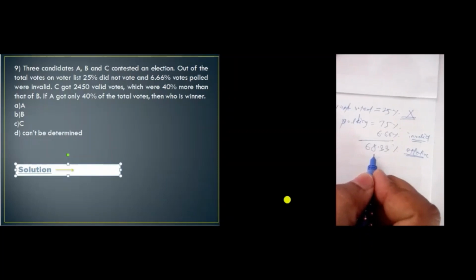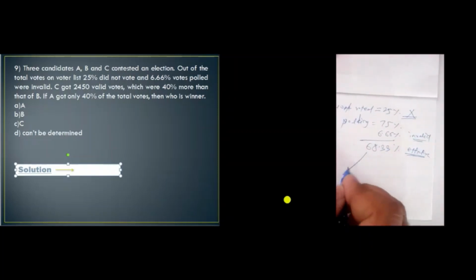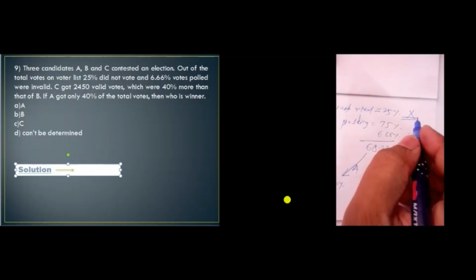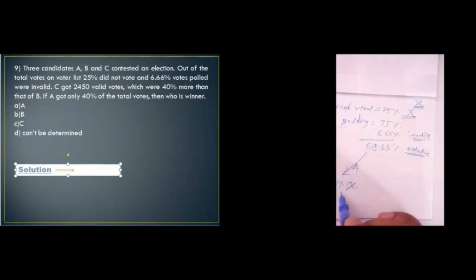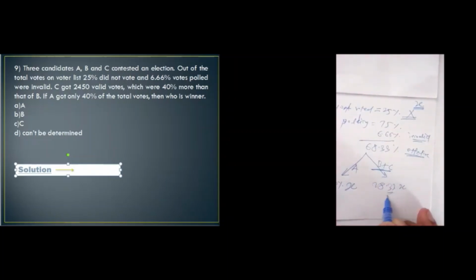So 68.33% votes. So out of these, 40% of the total votes has been taken by A. If we take total votes as X, 40% votes has been taken by A. So from 68.33%, 40% has been taken by A. So the remaining 28.33% votes are taken by B and C. By combining both B and C, total votes will be 28.33%.